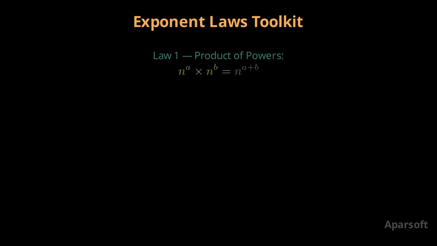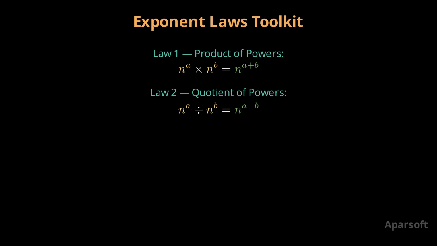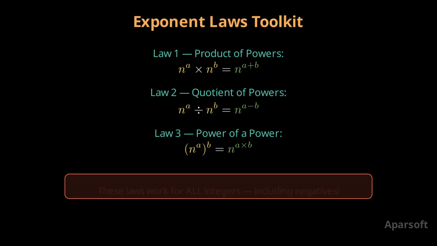Here are our 3 power tools. Law 1. When multiplying same bases, add the exponents. Law 2. When dividing same bases, subtract the exponents. Law 3. A power raised to another power. Multiply the exponents. And here is the best part. These laws work even when the exponents are negative. Keep these close. We will use every single one.